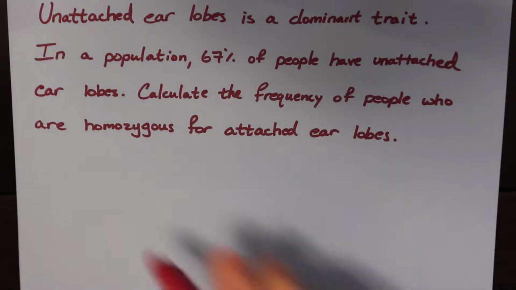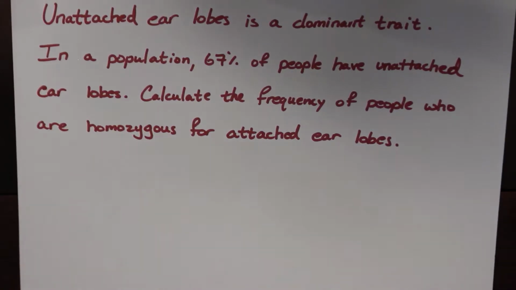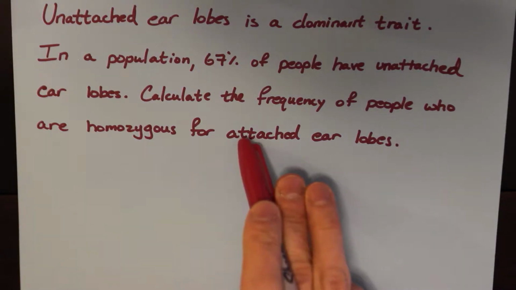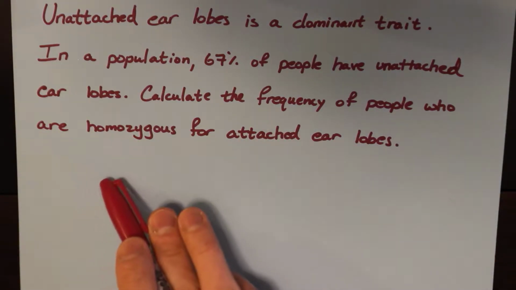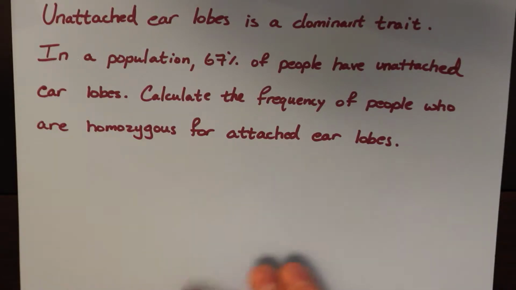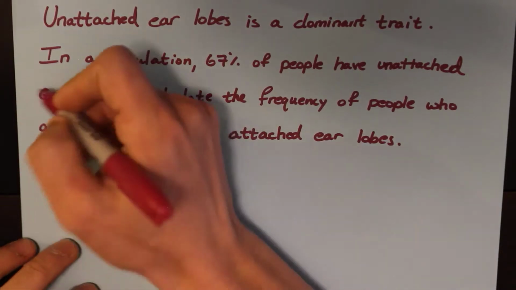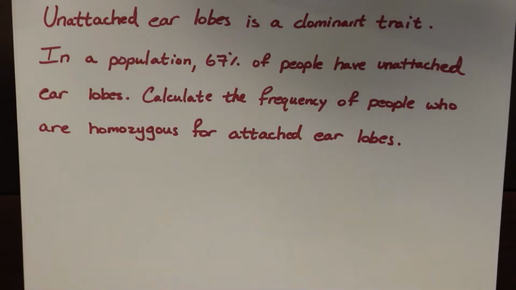Alright, so, unattached earlobes is a dominant trait. In a population, 67% of people have unattached earlobes. Calculate the frequency of people who are homozygous for attached earlobes. Alright. Looks like I put car lobes there. Sorry guys, it does say ear, I promise. Yeah, that just made it worse.